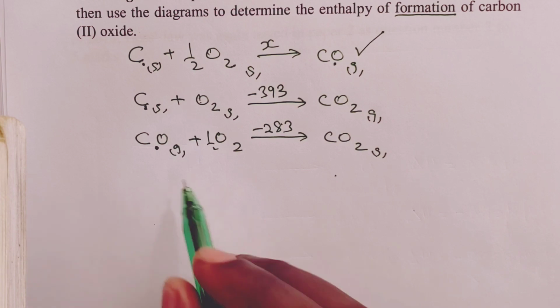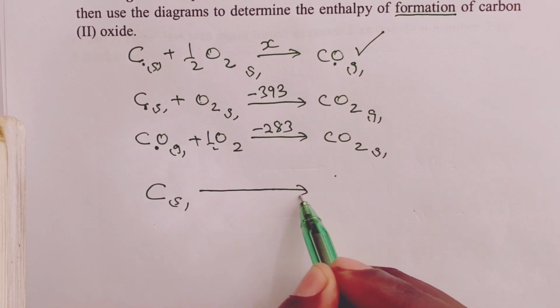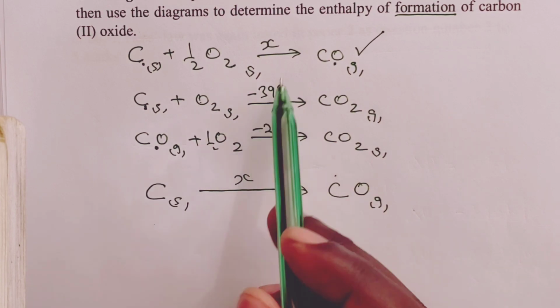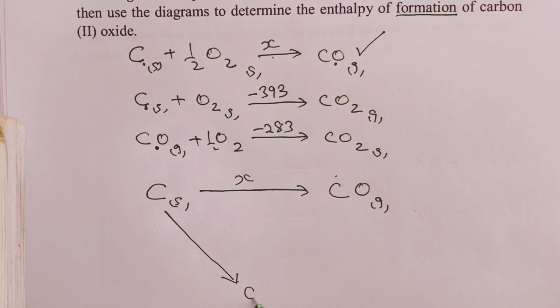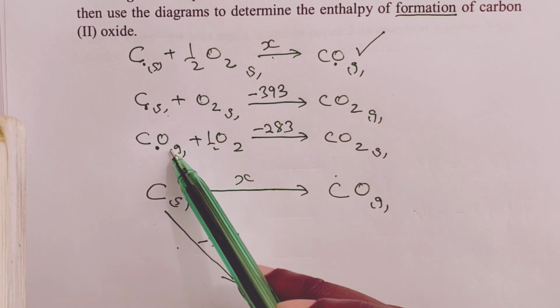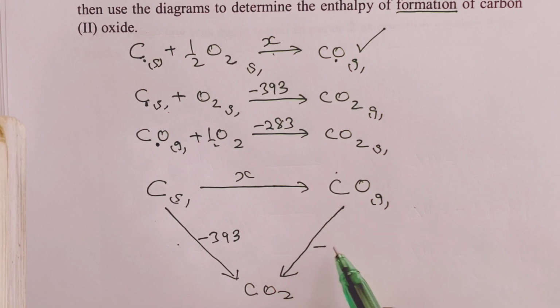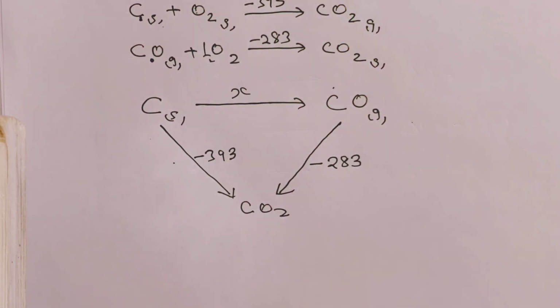So we shall go ahead and use equation 1 to draw our energy cycle diagram. For this part, I'll exclude the oxygens. So from carbon to carbon(II) oxide, that is X kilojoules from equation 1. Equation 2 I can obtain from here going down to carbon(IV) oxide. There we are. Amount of energy involved is negative 393. And from equation 3, I can get an arrow going down from carbon(II) oxide to carbon(IV) oxide. Amount of energy involved is negative 283. So this becomes our energy cycle diagram.